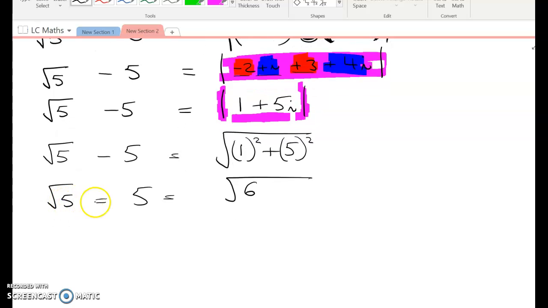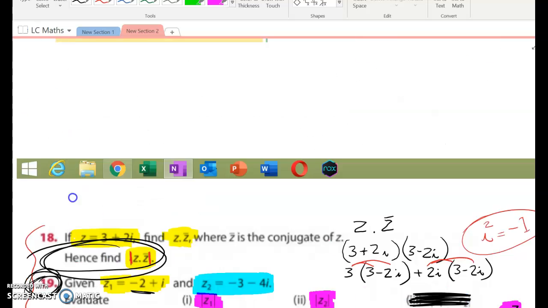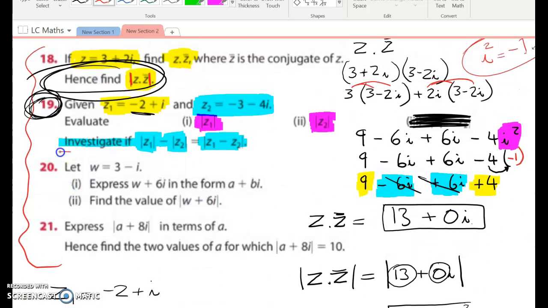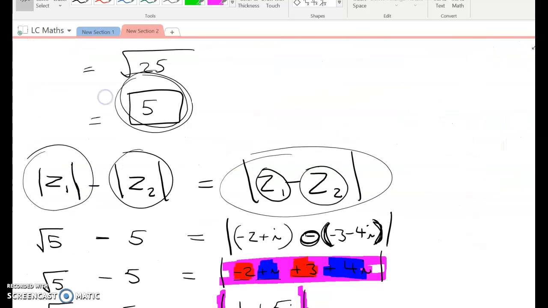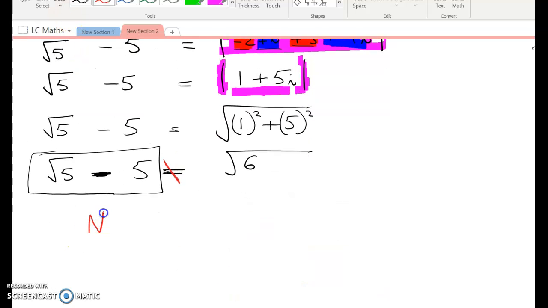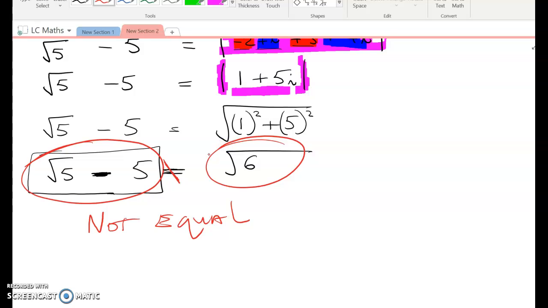Now, is this true? Is the square root of 5 minus 5, is that equal to the square root of 26? No, it isn't. Okay? It is not equal. So when they ask us in the question to investigate if that is equal to that, our answer is not equal. Okay, you can type that into the calculator and see is it equal to that if you want, but they're not equal to each other.